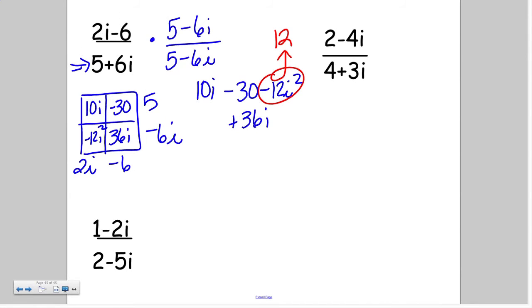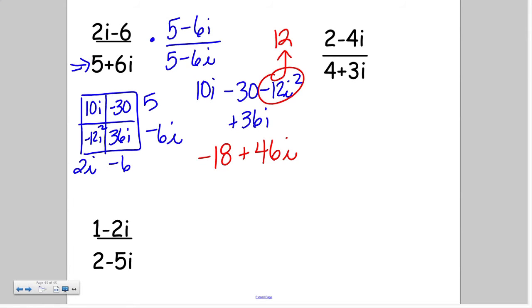Now I want to look to simplify like terms. So I've got negative 30 plus 12, which is negative 18. Then I've got 10i plus 36i, so plus 46i.